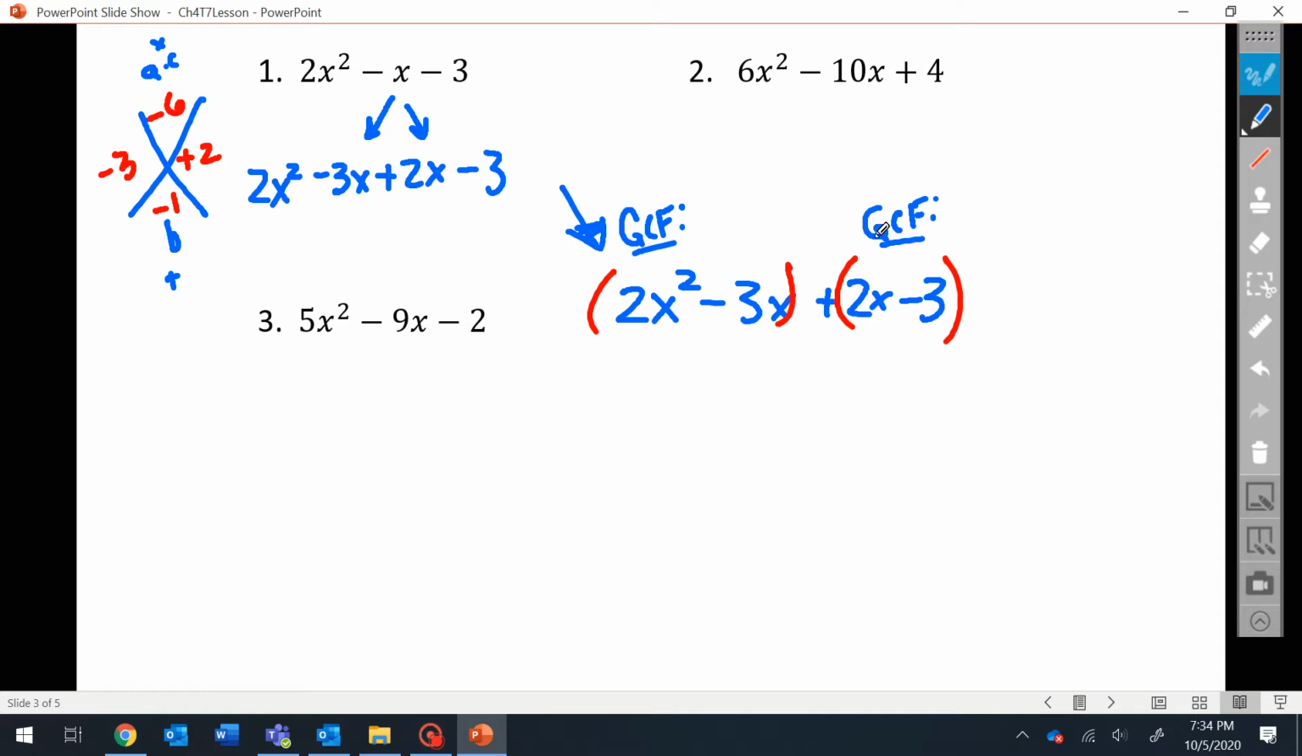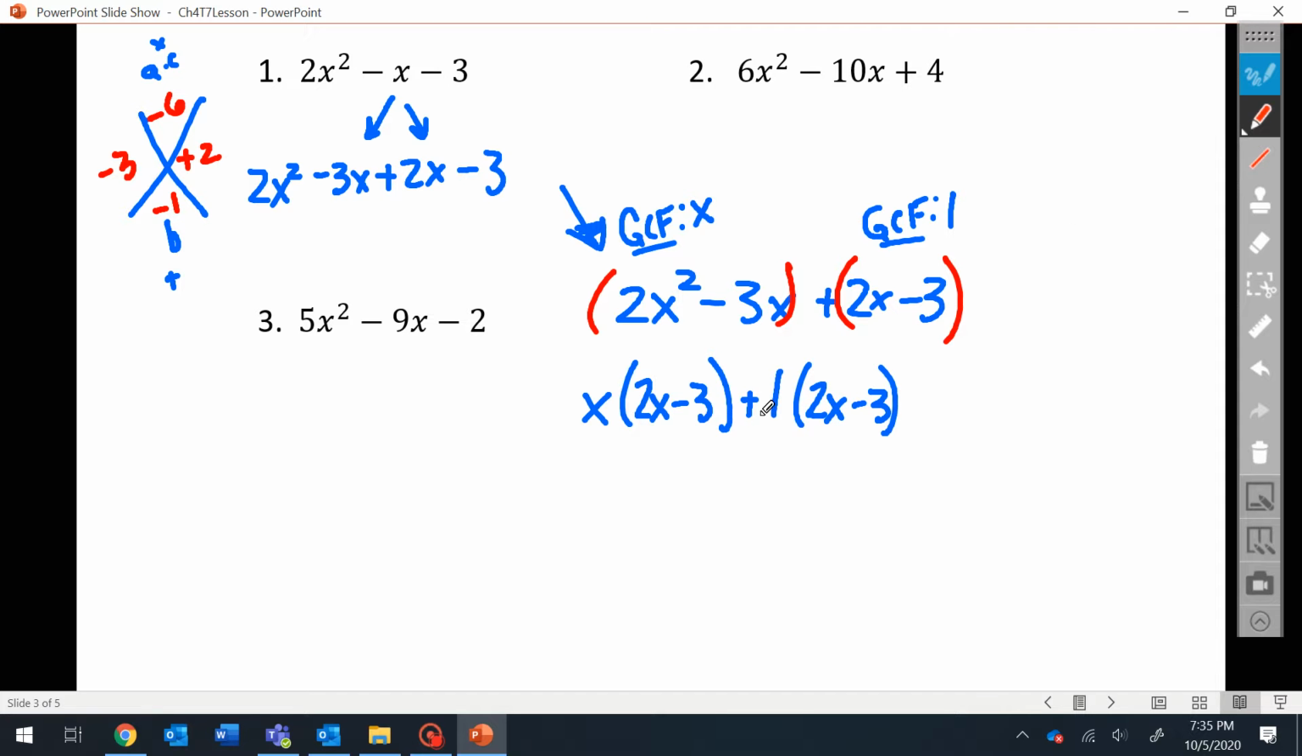So this is a little bit different. Even if it's 1, we're still going to factor out the GCF. So the first group, the GCF is x, and the second group, the GCF is 1. For the first group, I'm going to factor out an x, and I'm going to be left with 2x minus 3. For the second group, I'm factoring out a 1, and I'm going to be left with 2x minus 3.